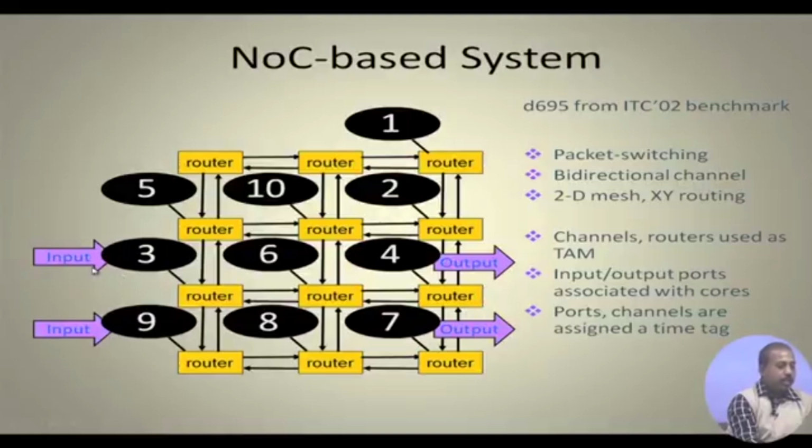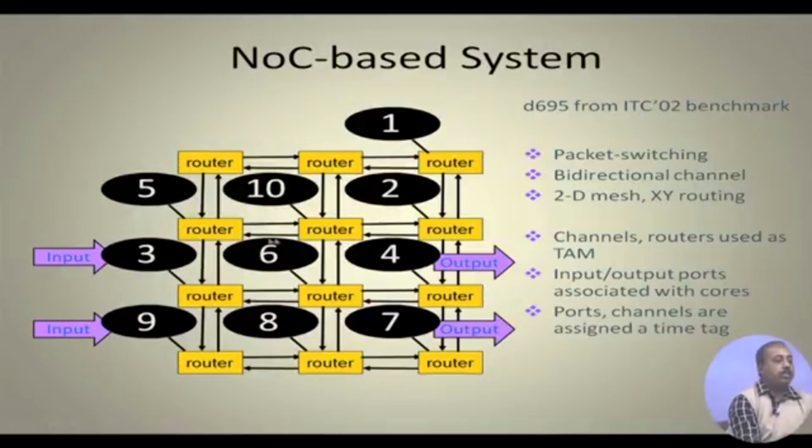So, say from the ATE, the test patterns will come. Core 3 acts as one input point and the corresponding output point is say core 4, and core 9 acts as one input point and core 7 is the corresponding output point. So, we have these test patterns to be transported from the ATE. It comes to this input, say core 3.